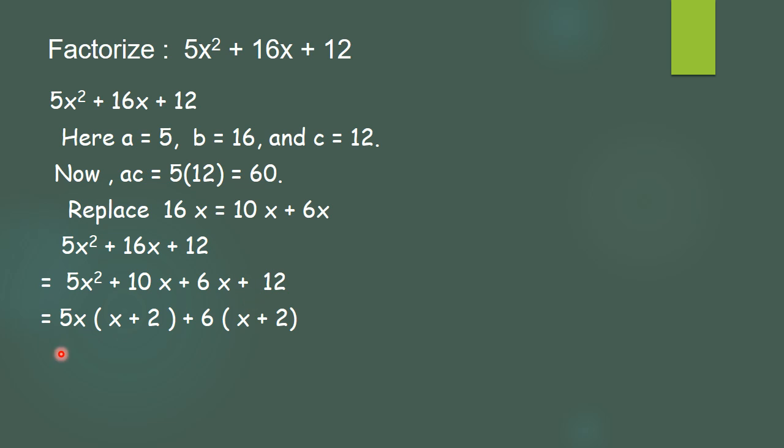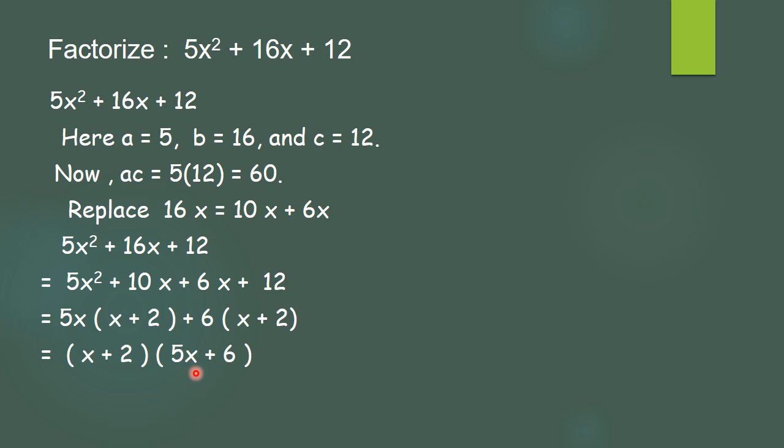What is common from these two terms? 5x is common. What is left? x plus 2. Then 6 is common, leaving x plus 2. Now x plus 2 is common. So what is left from here is 5x plus 6, that is the second bracket. So we get the factors x plus 2 and 5x plus 6.